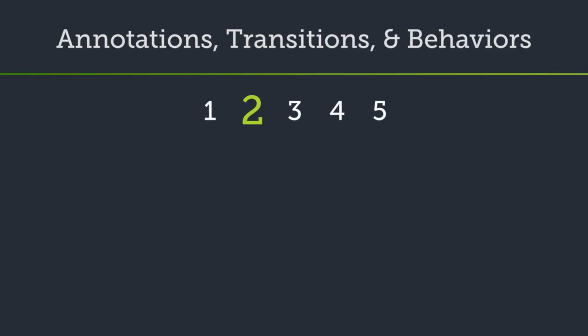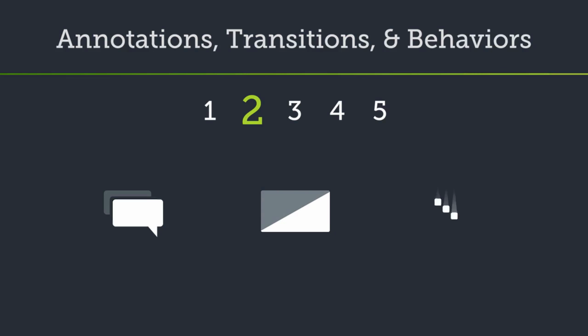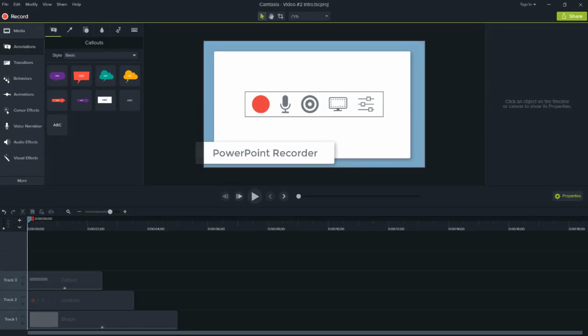In this tutorial, we'll take the project a step further by adding annotations for use as titles and callouts, transitions to improve the flow of our video, and behaviors to engage our viewers with eye-catching animations. Before we start, let's quickly look at how videos are made in Camtasia.